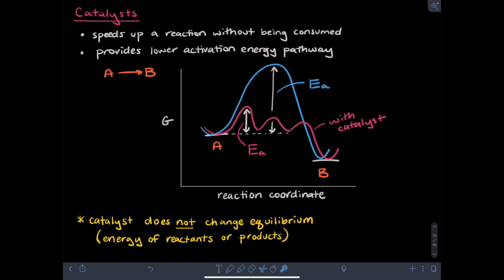The catalyst affects the barrier heights, but be careful. The catalyst doesn't change the energies of the reactant or the product. A and B are at the same energies as before. And the values of Gibbs free energy and the equilibrium constant depend on the energies of A and B, which will not be affected by the presence of the catalyst.